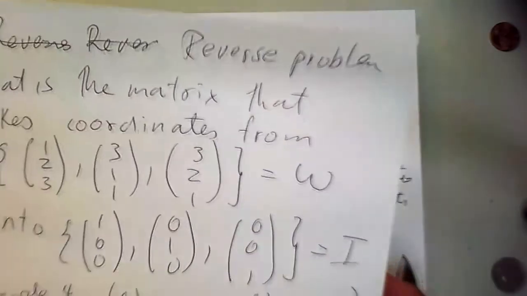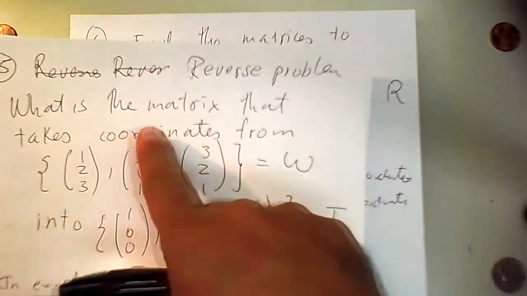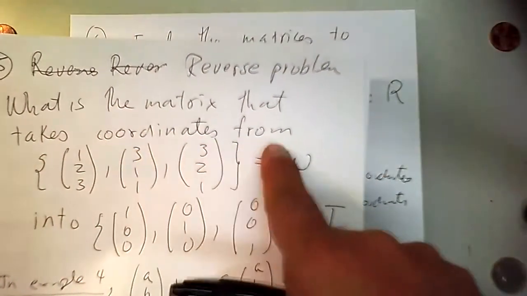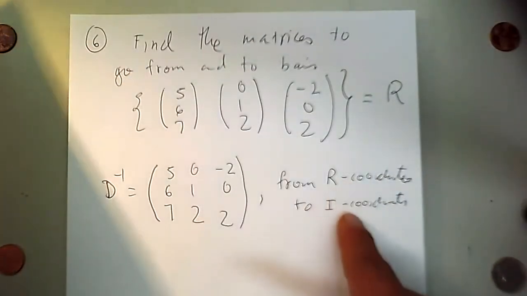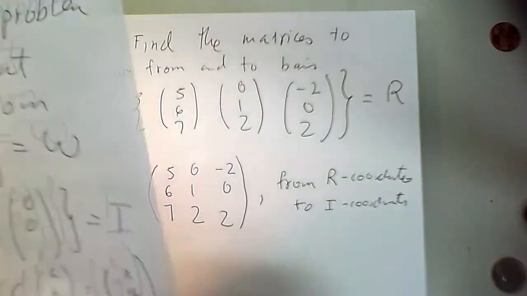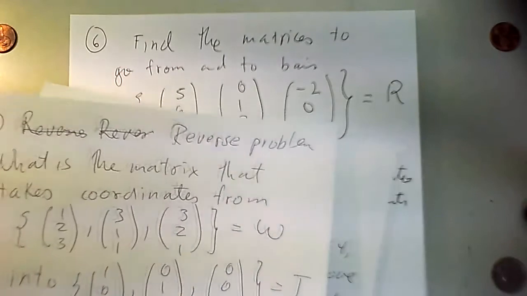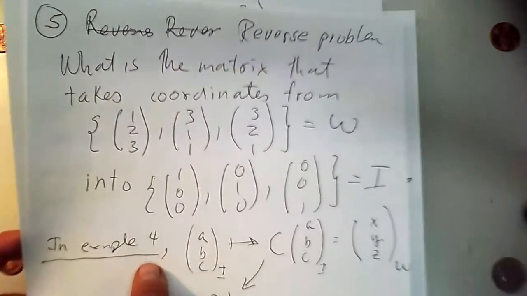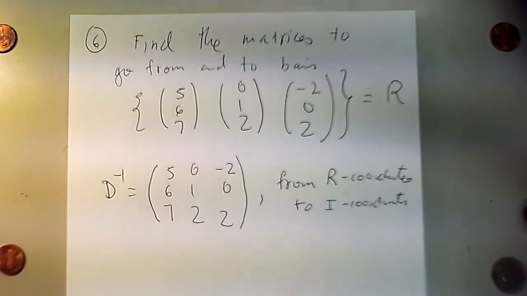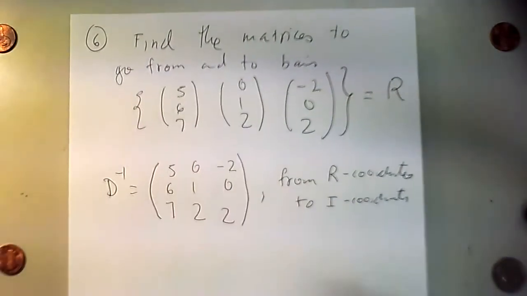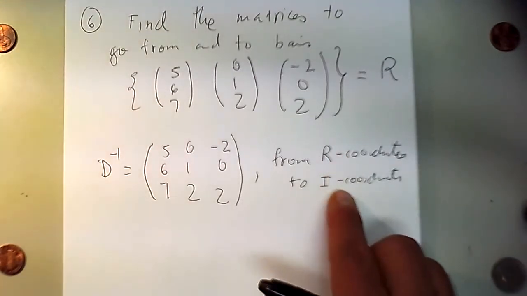Example 5 was that reverse problem. What is a matrix that takes coordinates that are weird into normal? Yeah, so that's the matrix, and that's the one we found. And we label it as C inverse because it was the inverse of example 4. So we got half of the problem done very, very quickly. Okay, so that takes us from r coordinates to regular coordinates.